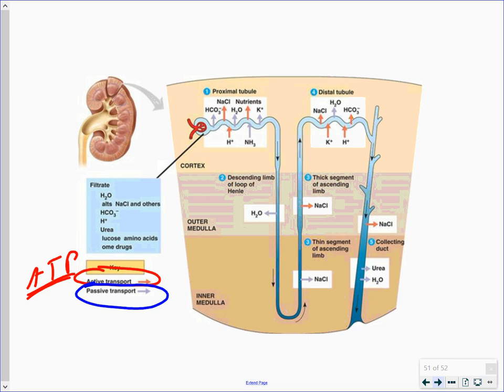So the red blood cells, the white blood cells, the platelets, large proteins and fats, they are not filtered. They do not become part of the filtrate. They should not end up in the urine. They should remain in the blood. Things that pass through: water, salts like sodium and chloride, bicarbonate ions, hydrogen ions or protons, wastes, glucose, other monosaccharides, amino acids, drugs. All of these can pass through the filter at Bowman's capsule.